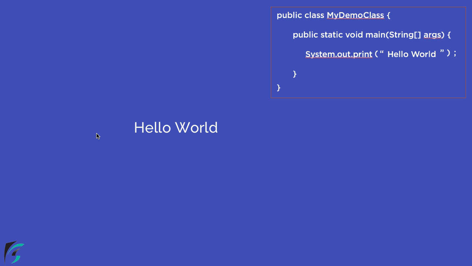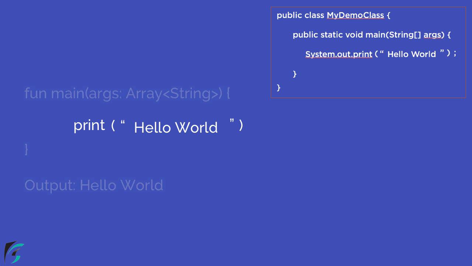Now, in order to print hello world, we need to put it inside double quotes first and then use the print function, as we all are aware. In case of Kotlin, we just need to use the main method, such as fun main, args, array of string, and bracket open and bracket close. So here in the output we get hello world, right?